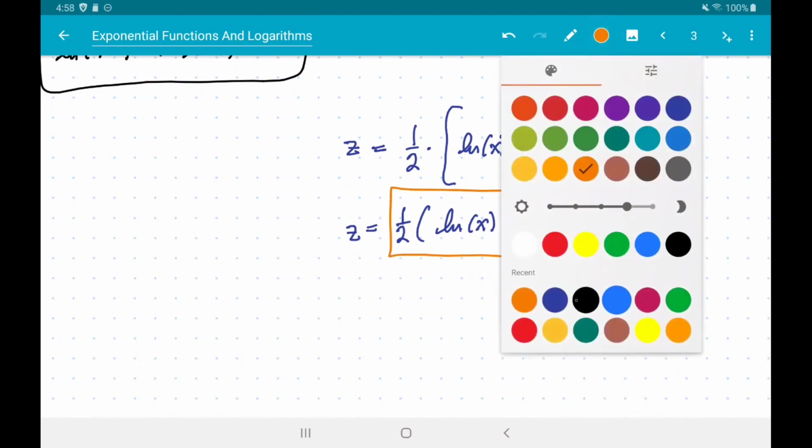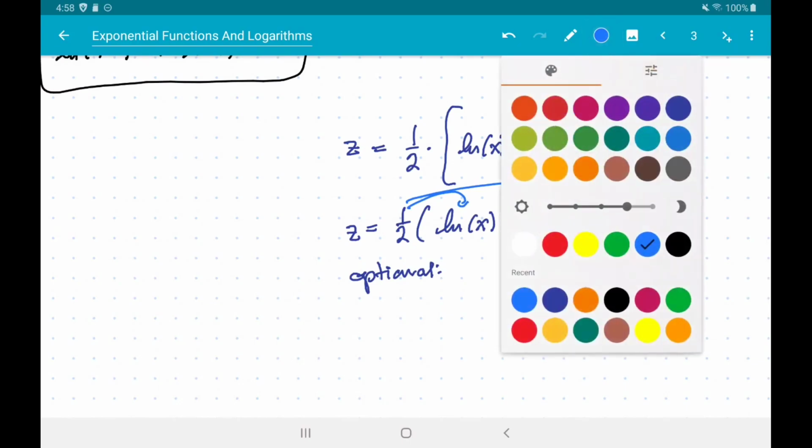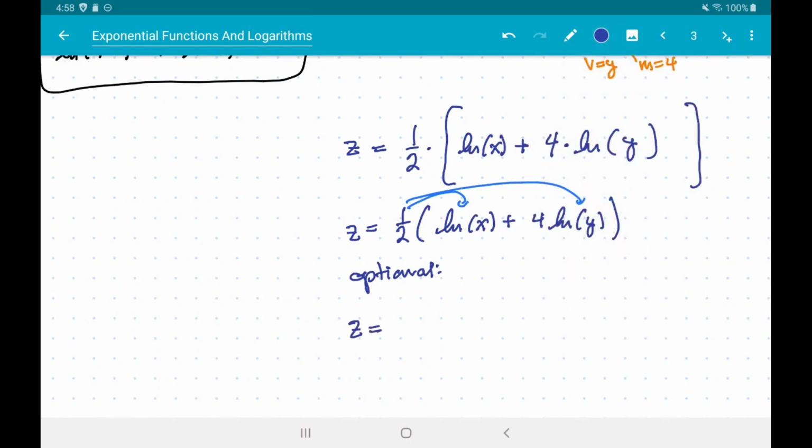I do want to show you, though, there's an optional step you can do, which would be to distribute multiplication by 1/2 over the addition. And that would take us to z equals what? One half times ln of x plus, well, 1/2 times 4 will be 2. I'm sorry, that's ln of y. Okay. So that's a little simpler, maybe a little easier to type in. Okay, so far so good.